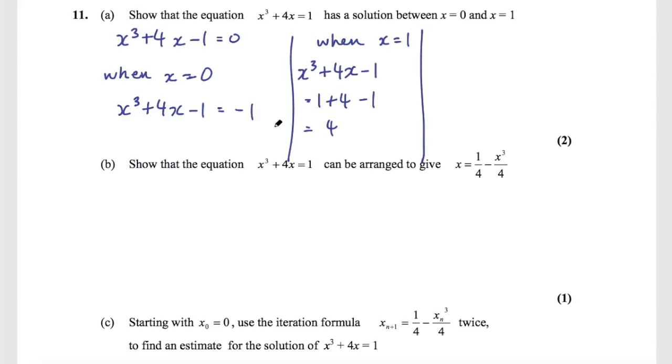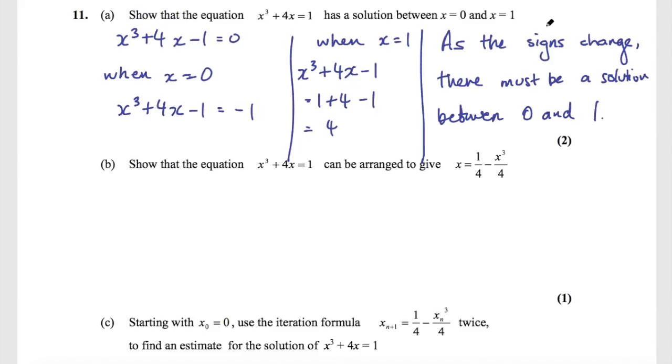So we can say that when the signs change, there must be a solution. So we can say as the signs change, there must be a solution between 0 and 1. If you're confused by that, one way to think of it is the graph of a cubic. It looks like this. It has a little squiggle in it. And this is a continuous line. All cubics are a continuous line.